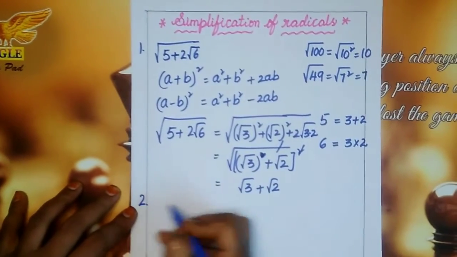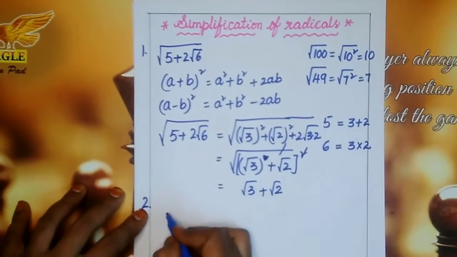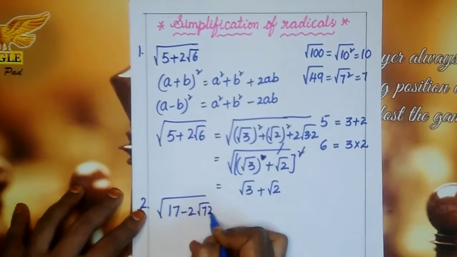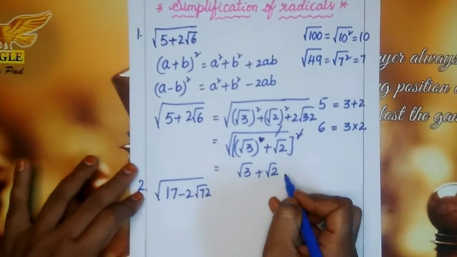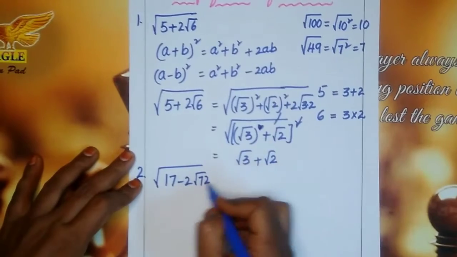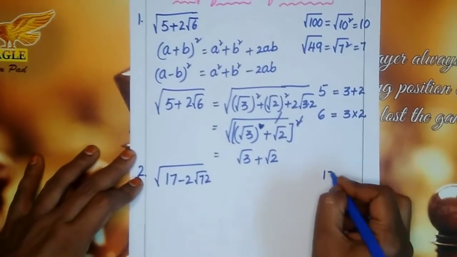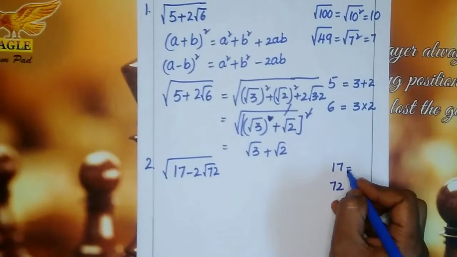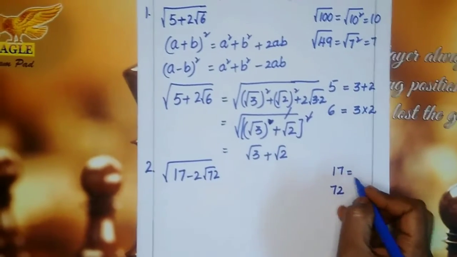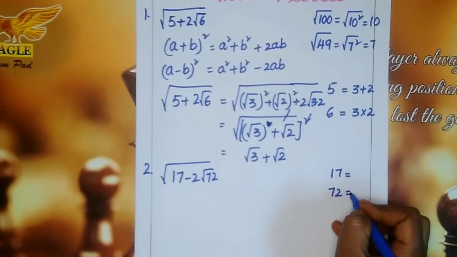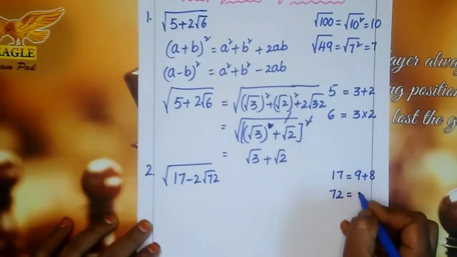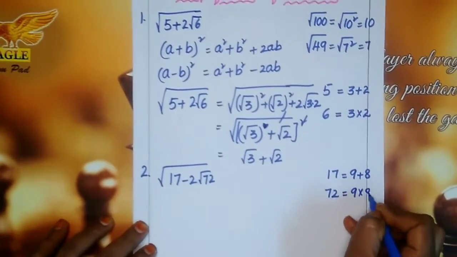Now, one more question. Square root of 17 minus 2 into root 72. Square root of 17 minus 2 into square root 72. Now you have to take the two numbers 17 and 72. You have to add any two numbers that to get 17. The same numbers you have to do product to get 72. What are the two numbers? 9 plus 8. Like that product is 9 into 8.